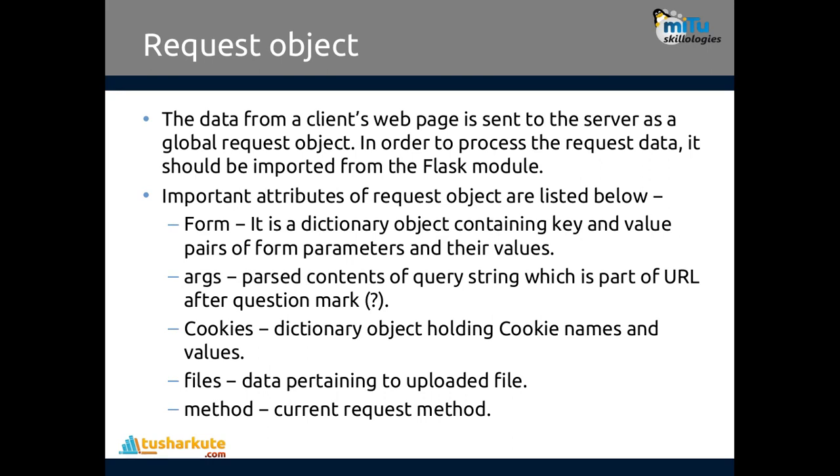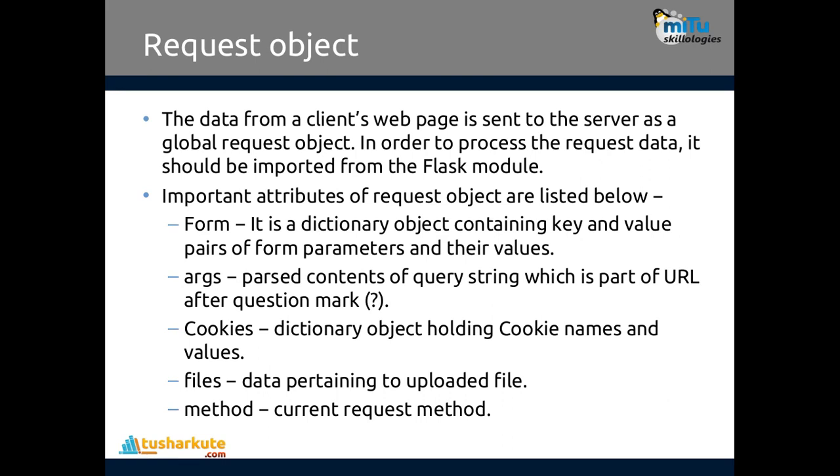In order to process the request data, the request object should be imported from the Flask module, and it internally contains a few important things which are listed over here. The first thing is form. In the request object, form is a dictionary object containing the key and value pairs of form parameters and their values.